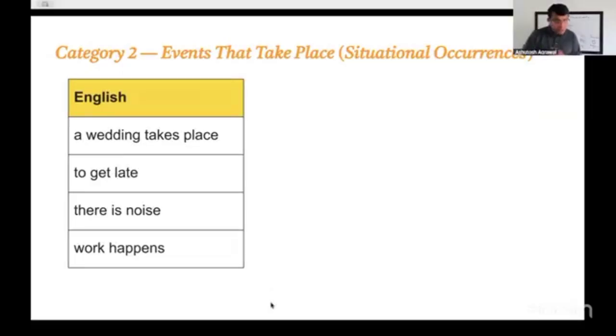Okay, so now category 2 is when the events are happening. Situational occurrences, like the wedding is happening, or you arriving late. You are getting late for something, right? I mean, there's a noise that is happening.